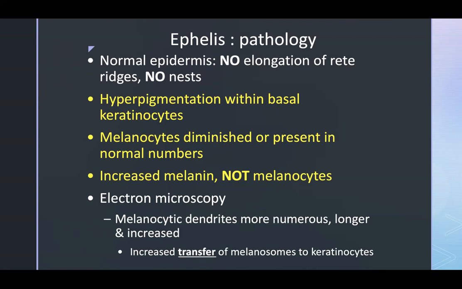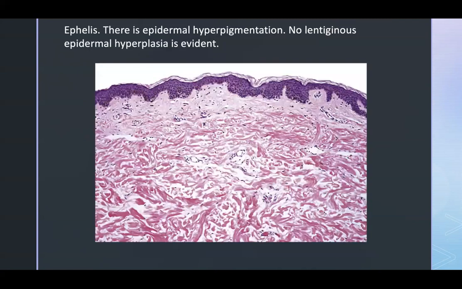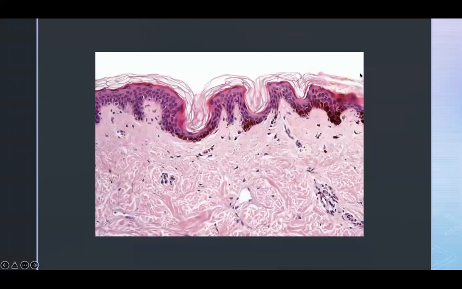People have characterized the electron microscopy of these lesions and found that melanocytic dendrites are more numerous, longer, and increased. This results in increased transfer of melanosomes to the keratinocytes. So in an ephelis, there is hyperpigmentation of the epidermis, but no lentiginous epidermal hyperplasia is evident. Here's another example of that hyperpigmentation of the epidermis.